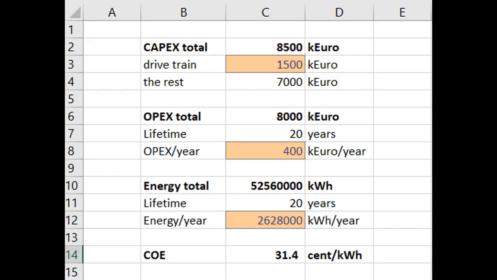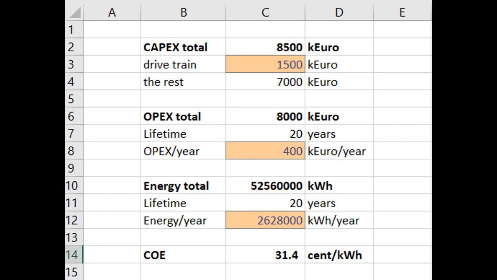We recommend you make a table in Excel where you represent these cost components, CapEx, OpEx, and energy produced during turbine lifetime. So you can see the 20 years for OpEx and for energy. And at the bottom you see cost of energy. Please note the 400,000 euro per year of OpEx in cell C8. This is the number that varies according to the topology of the drivetrain.